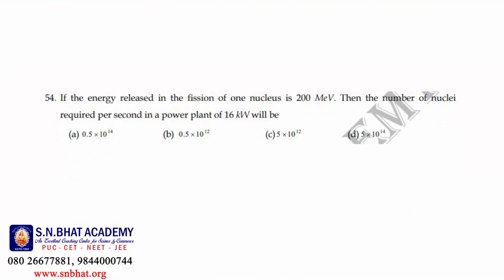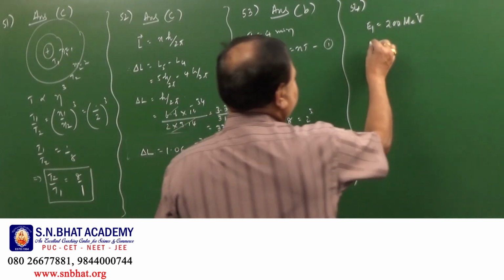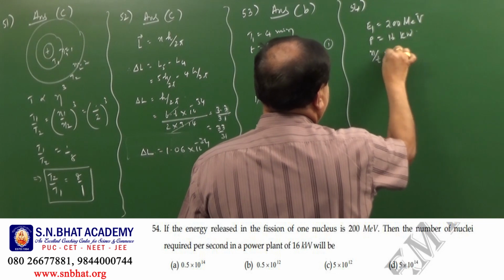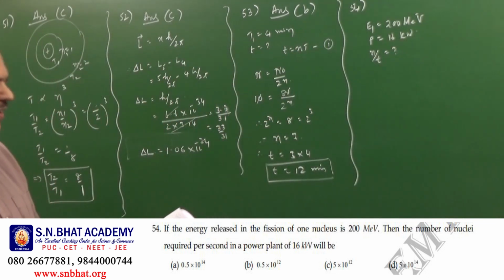Question number 54. If the energy released in the fission of one nucleus is 200 MeV, the energy released in one fission is equal to 200 MeV. Next, what is he asking? Then the number of nuclei required per second in a power plant for 16 kilowatt. He wants a power of 16 kilowatt. Then he is asking how many fissions are required per second, or how many nuclei are required per second.